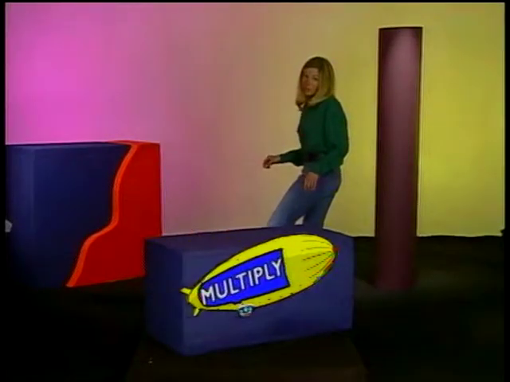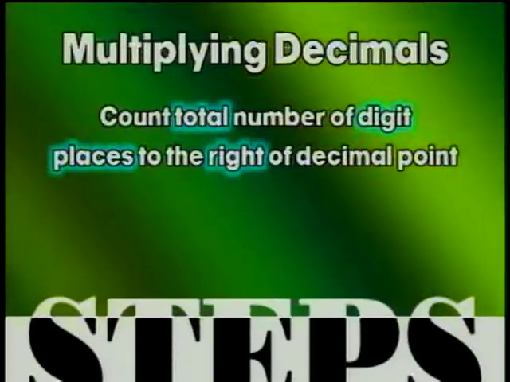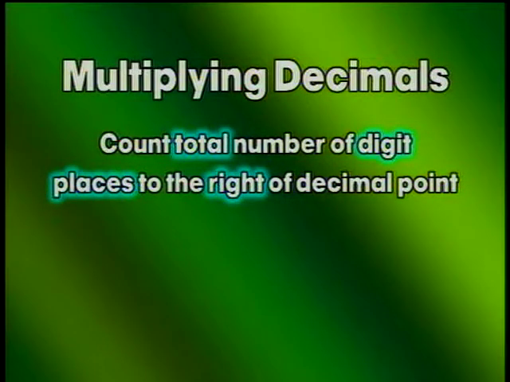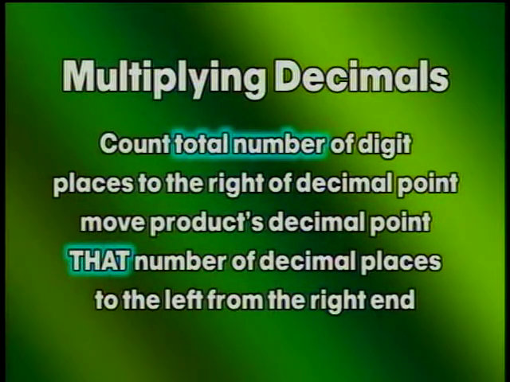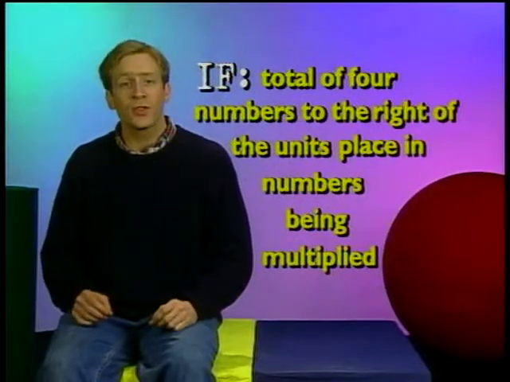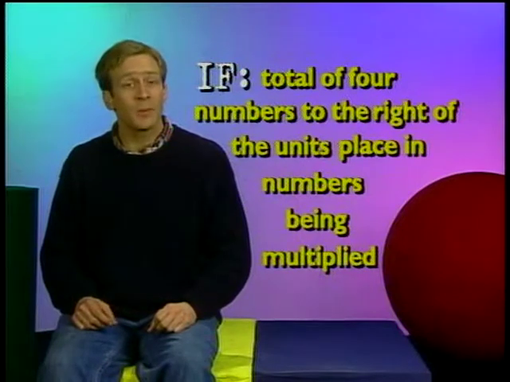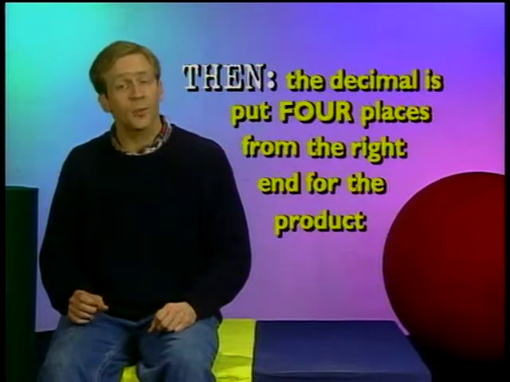No, you need to take one additional step when multiplying decimals. You have to count the total number of digit places to the right of the decimal point in all of the numbers that are being multiplied. Then, you move your product's decimal point that number of decimal places to the left from the right end of the product. So if there are a total of 4 numbers to the right of the units place in the numbers being multiplied, then the decimal is put 4 places from the right end in the product.